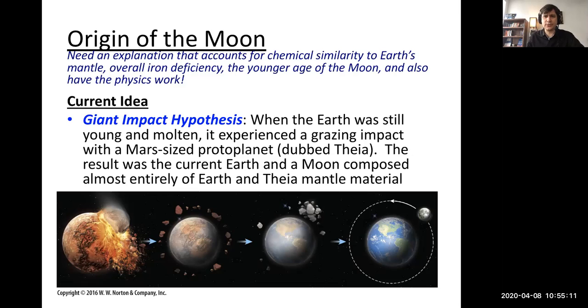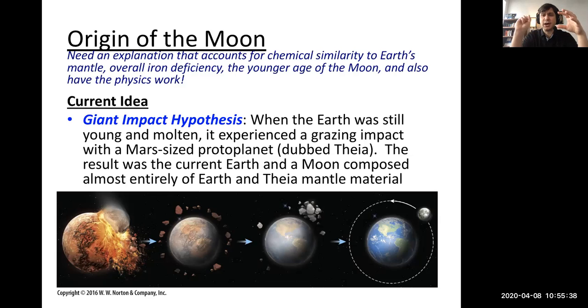But remember, there was a lot of interaction between the protoplanets and planetesimals early in the formation of the solar system. So let's come up with what sounds like a ridiculous idea. It's called the giant impact hypothesis. So we have the young, still mostly molten Earth. It's differentiated. Now, we have the proto-Earth.